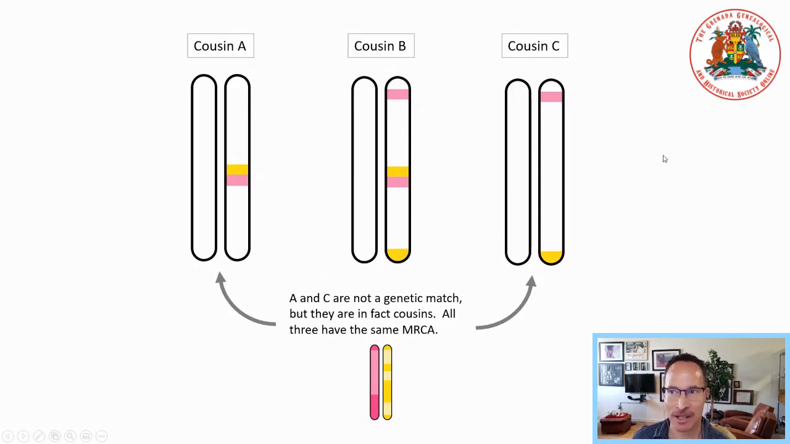But they are still cousins. They just didn't happen to inherit the same DNA in the same place from our pink and yellow ancestor. But if all three of them understand how all three of them are related, cousin A and cousin C will know that they are in fact cousins.